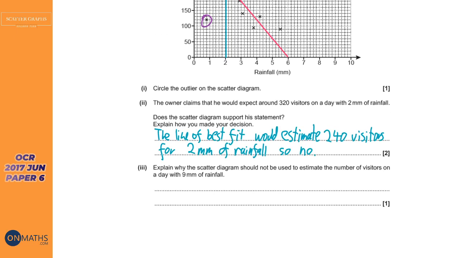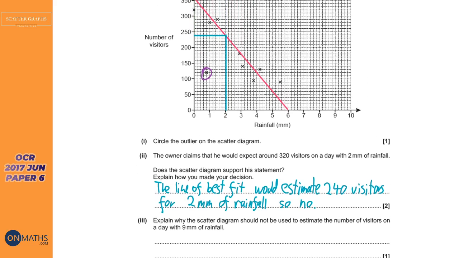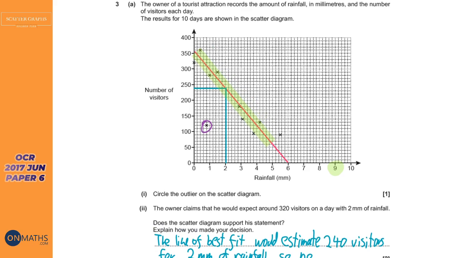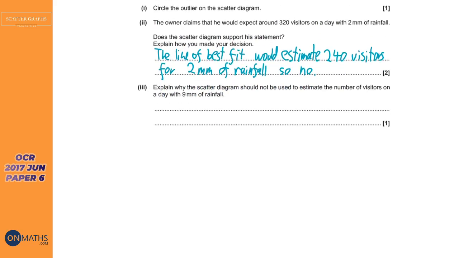Right, explain why the scatter diagram should not be used to estimate the number of visitors for 9mm. Okay, so 9mm is over here, and as we said before, there are some common themes with these questions, our range of the data is here. That's our range of data. Whenever we make predictions within there, that's interpolation. But 9 is well outside the range of the data, and that's all we need to say.